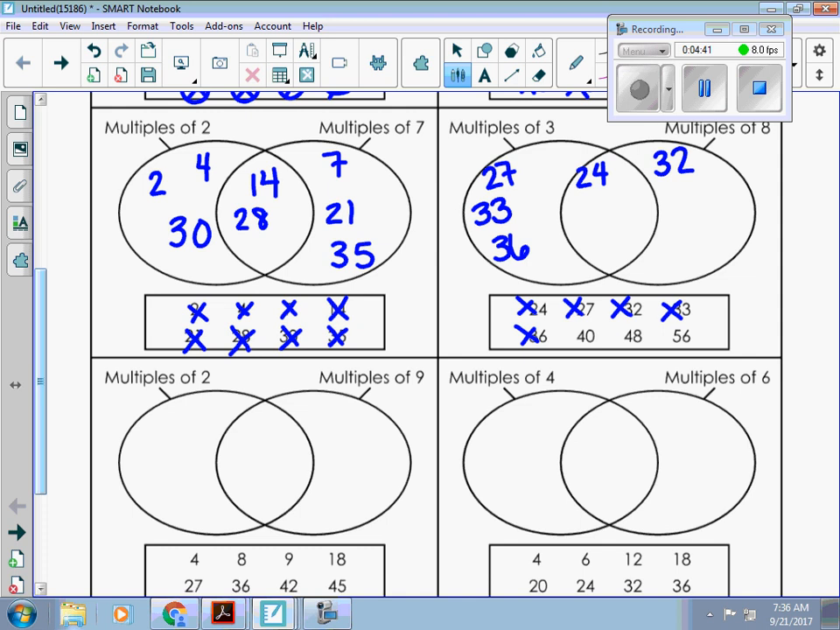Nothing times 3 is 40, but 8 times 5 is 40. And 3 does go to 48. It is times 16, and 6 times 8 is 48, so it goes in the middle. And nothing times 3 is 56, but 8 times 7 is 56. So it is on that side.